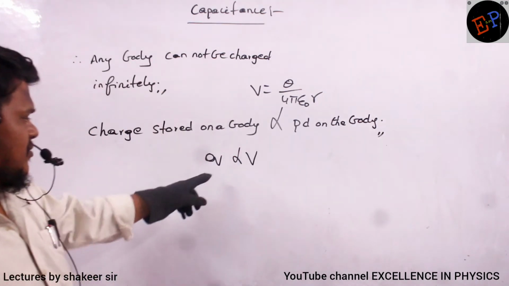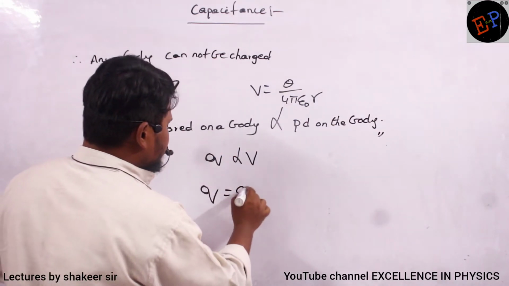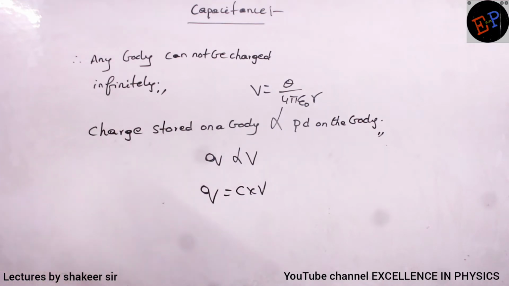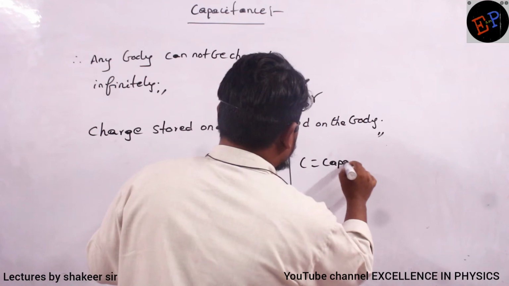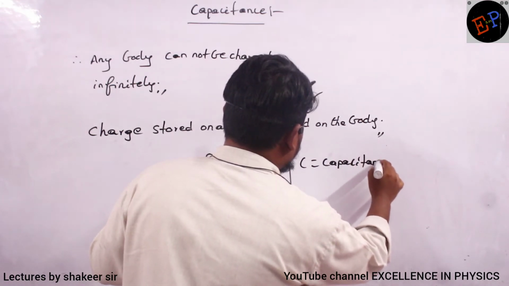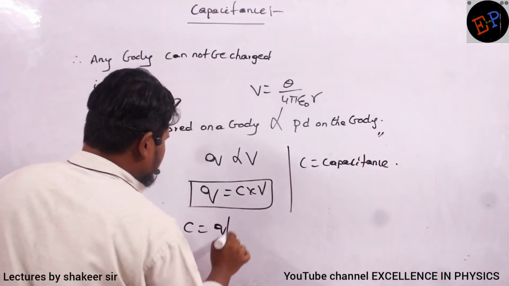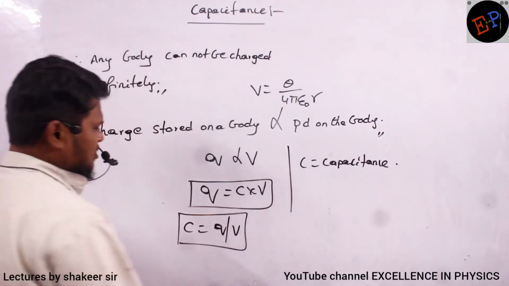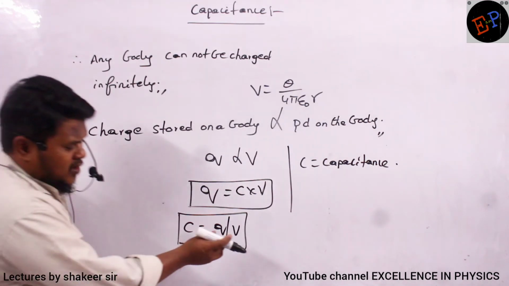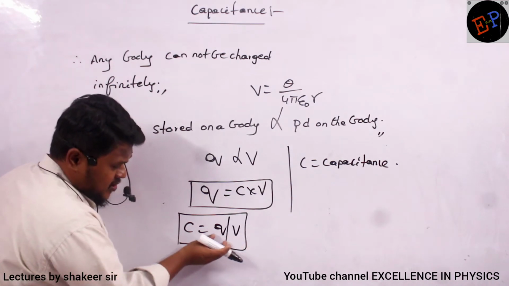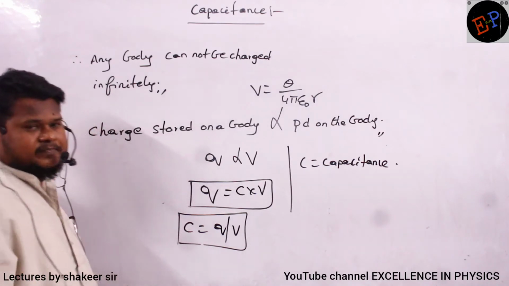So therefore, if I want to remove this proportionality symbol, I have to place a constant, and that constant is nothing but C. Okay, ma? So what is meant by C here? C is called the capacitance of a body. Okay, and how can I define capacitance? Capacitance is nothing but the charge stored per unit potential of the body. Q by V means what, ma? For 1 volt of potential difference, how much charge is the body able to store? That capacity is called capacitance.